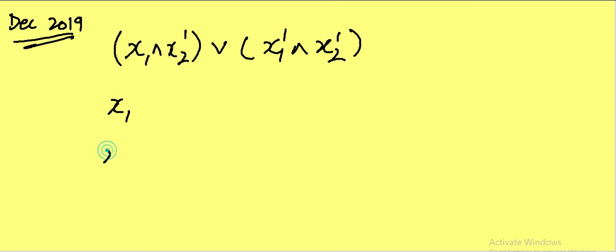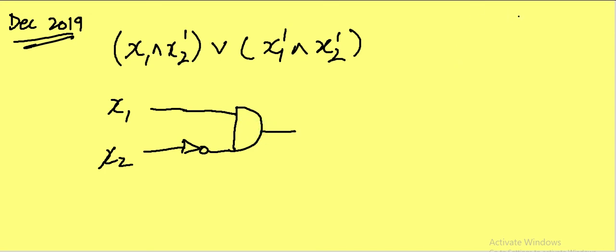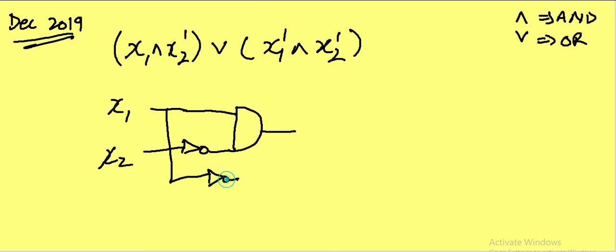So we have x1 and x2, and this is x1 and x2 complement. For x2 complement we have to use the inverter, then they are combined with the AND gate. Again remember this, that this denotes the AND gate and this denotes the OR gate. Remember this, otherwise you will be confused. Then we have x1 complement, so you can take the negation. Then we have x2 complement.